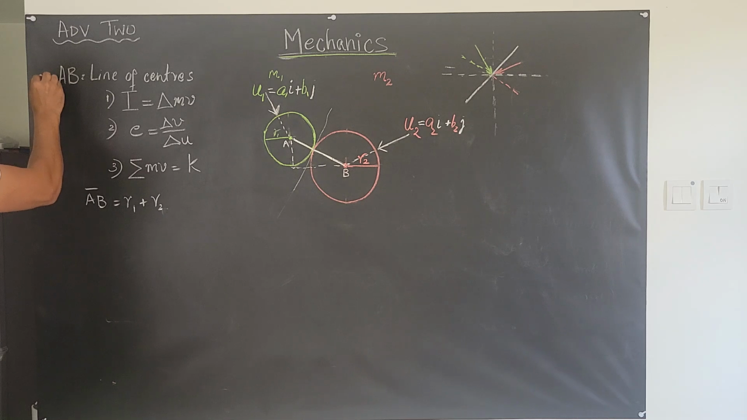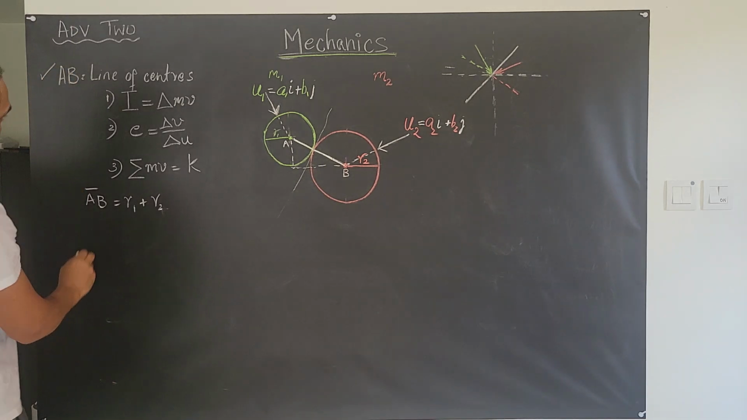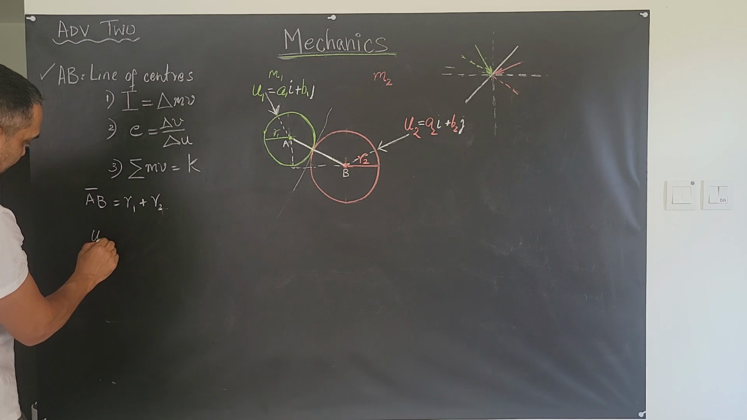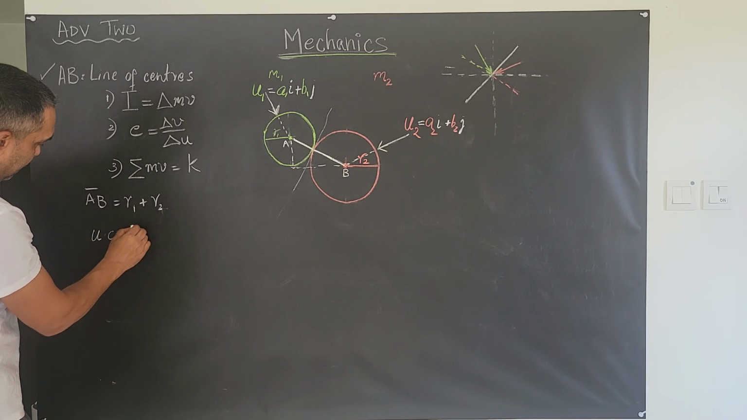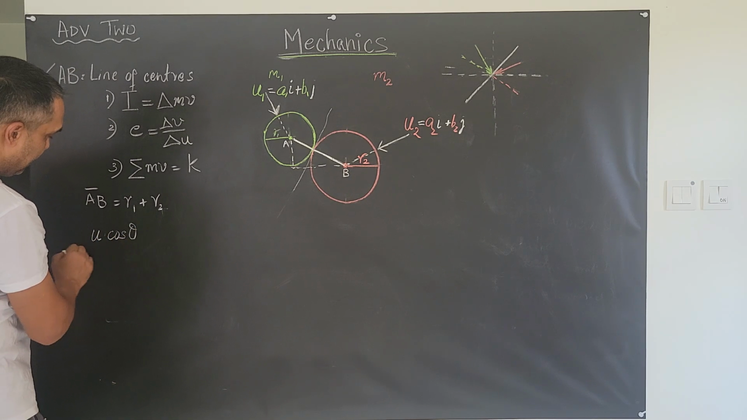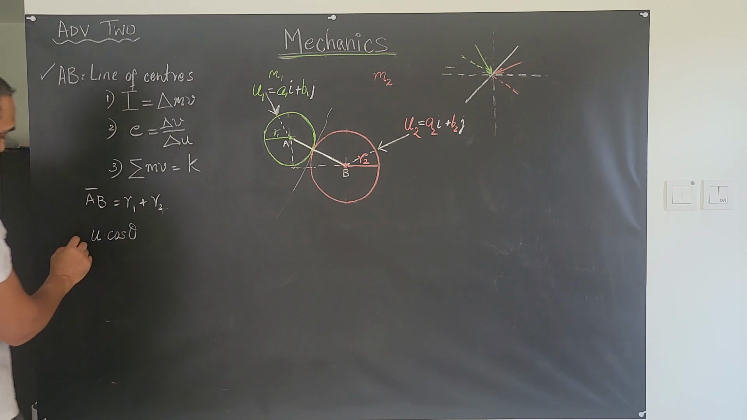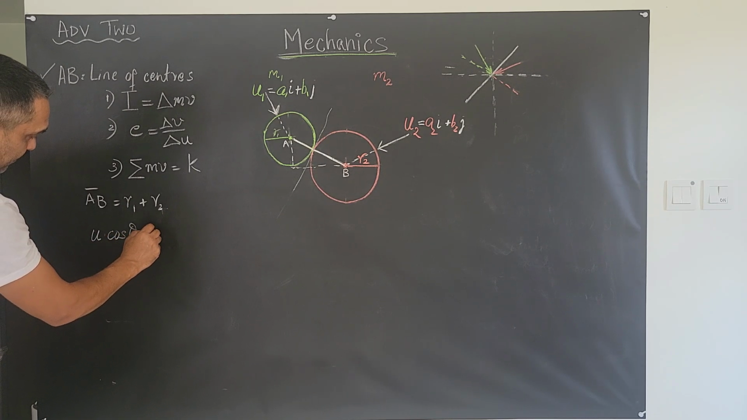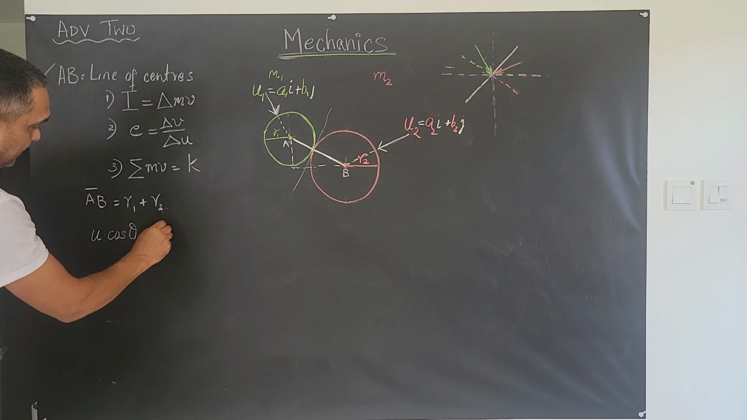So we talked about the line of centers, and then one more area is velocity, and I call it the cosine theta component, which does not change. So the velocity components along the perpendicular, that's why v cosine theta is equal to a constant velocity.